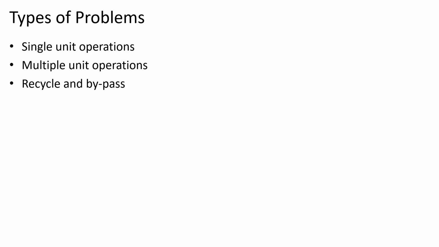The types of problems that we'll talk about are ones that involve a single unit operation. This has been the majority of problems we've considered thus far. Then just recently, we started talking about multiple unit operations that consist of two or more single operation steps. And this will conclude then with a discussion of recycle and bypass within processes, which leads to more complicated problems.